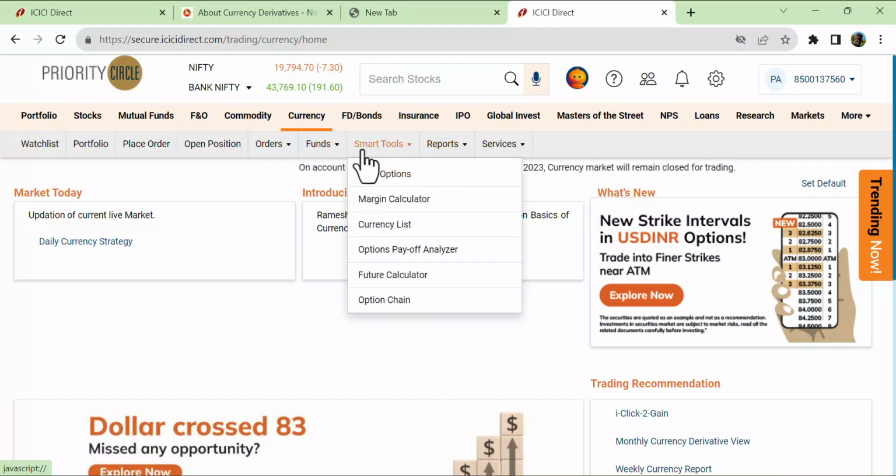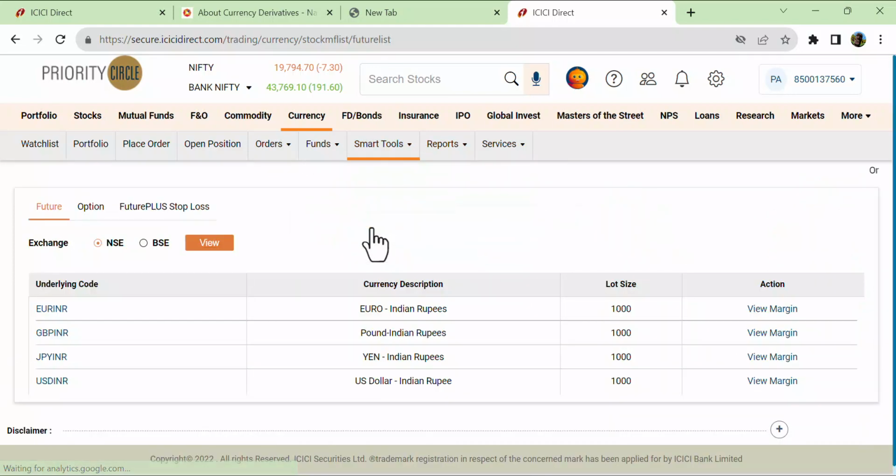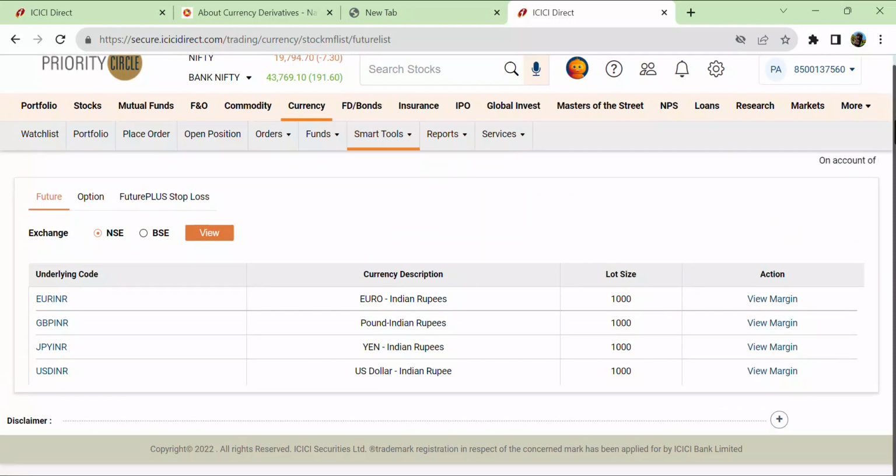So this has the currency list also. So what all currencies can be traded on a stock exchange. The underlying is Euro INR. So all the four pairs, Euro, pound, Japanese yen, and US dollar. These are the currencies which you can trade on.